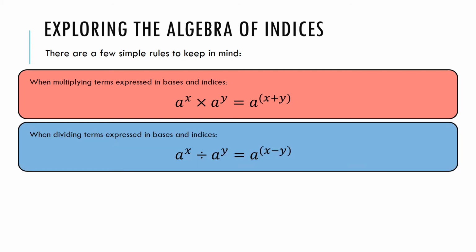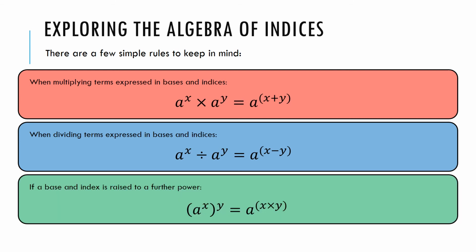If you're dividing terms that are expressed in bases and indices, then you subtract the powers. So here a to the x divided by a to the y is exactly the same as saying a to the x minus y. And finally, if you have a base and an index which is raised to a further power, as in the example here, so a to the x which is raised to the power of y, then you multiply the two powers or indices. So that is exactly the same as saying a to the x times y.